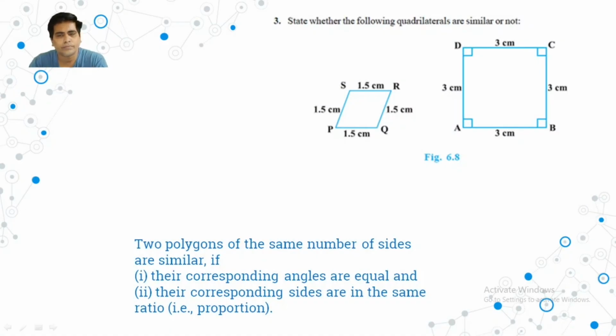Next question. State whether the following quadrilaterals are similar or not. To check the similarity, it should obey two conditions. First of all, corresponding angles are equal and corresponding sides are in proportion. Come to the sides, corresponding sides are in proportion. Why? Because each and every side is twice of this one. So sides are maintaining the proportionality. What about the angles? Here in the second figure, each angle is 90 degrees. But this is a rhombus. Opposite angles are equal.